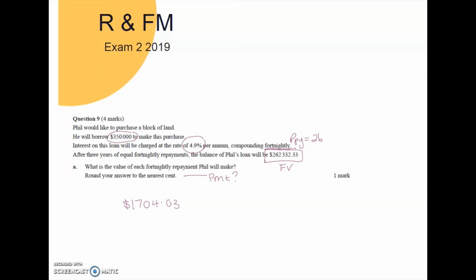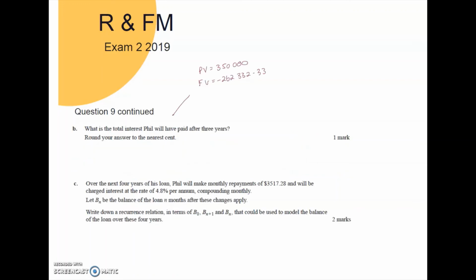Okay, so if this was my actual exam paper, I would write down what I had in my calculator for all of those values and indicate that I solved for PMT, for the payment, and make sure that my final answer is given as required to the nearest cent, so 2 decimal places there. Okay, so continuing on the last part of this question. What is the total interest Phil will have paid over the 3 years? So remember, your total interest is what you paid, so the total paid minus the principal reduction. So the total paid, we need to work that out first.